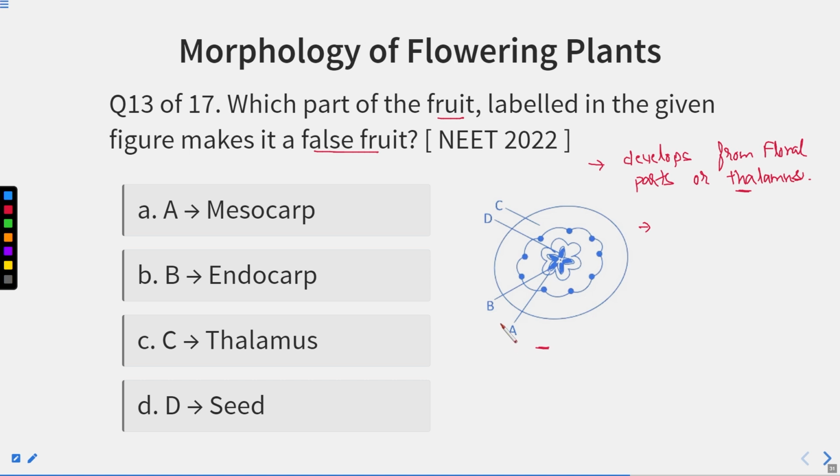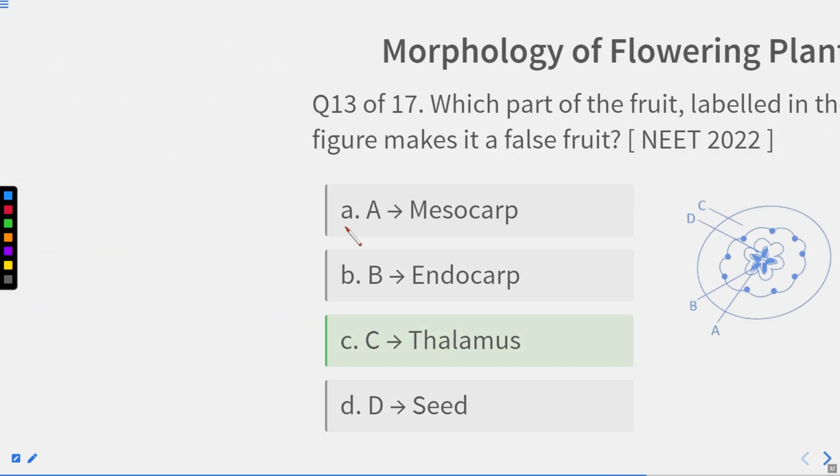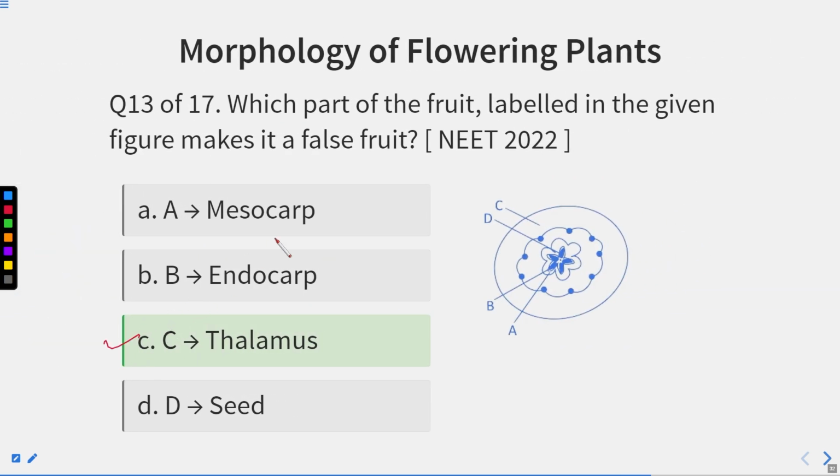Now I've already told you the definition of the false fruit, which develops from the floral part or from the thalamus. So here you can say that this figure is a false fruit. And option C, thalamus, you can see this is the thalamus here. Fruit when developed from the thalamus is known as the false fruit. So what should be the answer here? Option C, thalamus is the part of the fruit labeled in the figure, which makes it a false fruit.